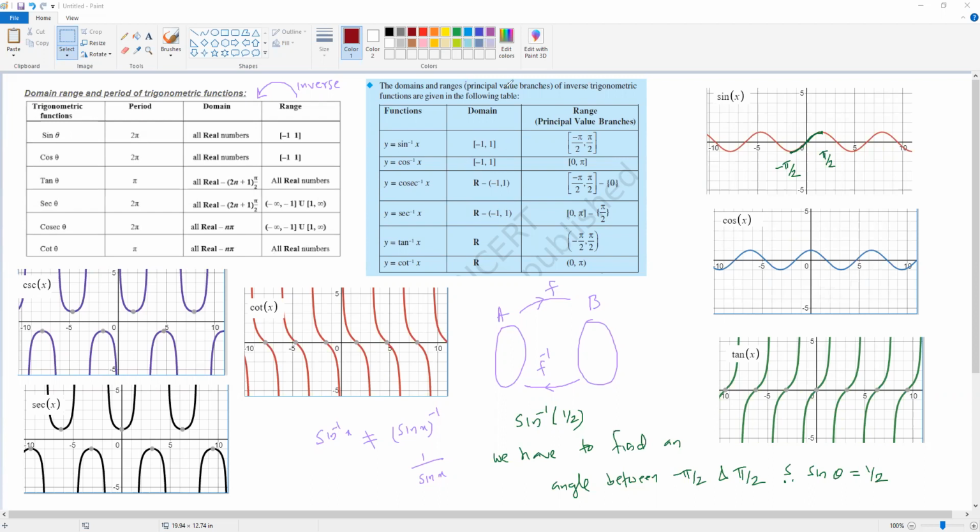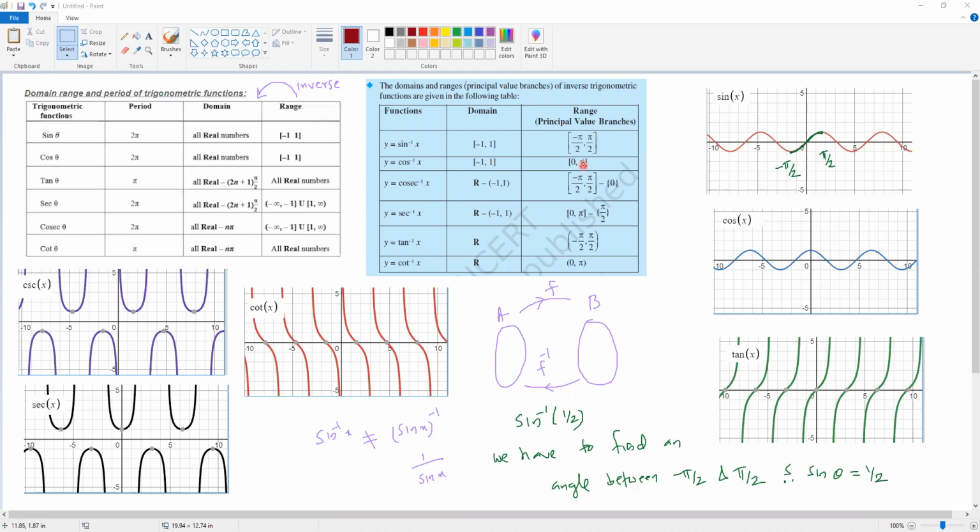We know that there are infinite number of angles whose sine is 1 by 2. But once we restrict the domain like this, minus pi by 2 to pi by 2, that is known as the principal value branch. So whenever we want to find sine inverse of something, the domain is the set of all real numbers between minus 1 and 1, and you have to find the angle between minus pi by 2 and pi by 2, or minus 90 degree and 90 degree.